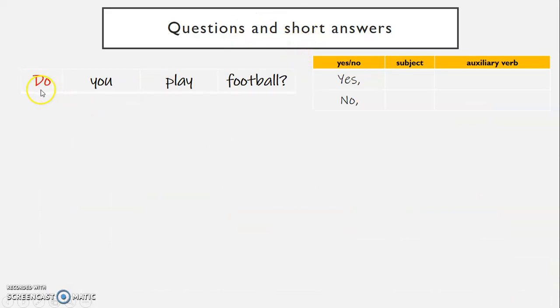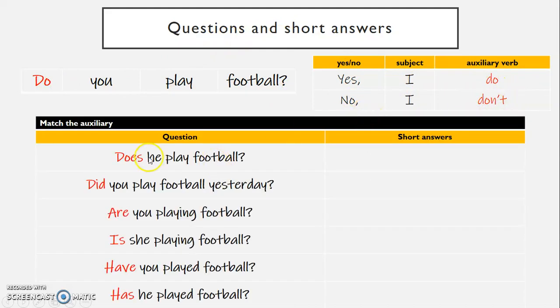For short answers, it's when the answer is yes or no. Do you play football? Yes. But we don't just say yes, we say yes, I do. We match it to the question. Do you play football? Yes, I do. Or no, I don't, if it's negative. So look at these questions and the short answers for each one.